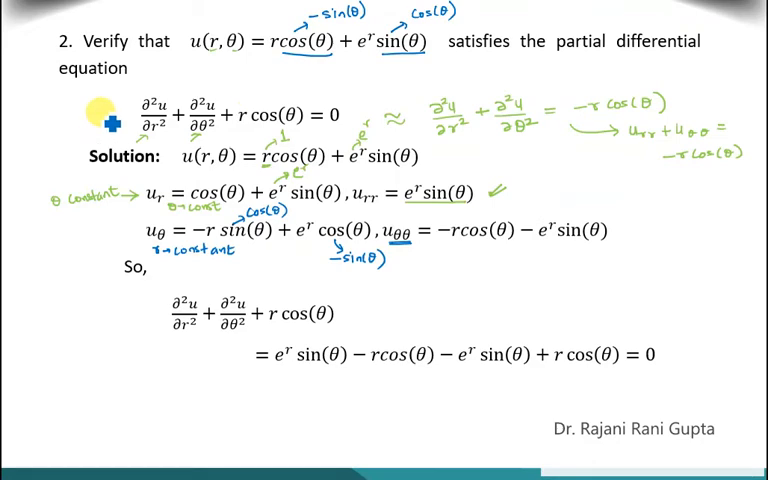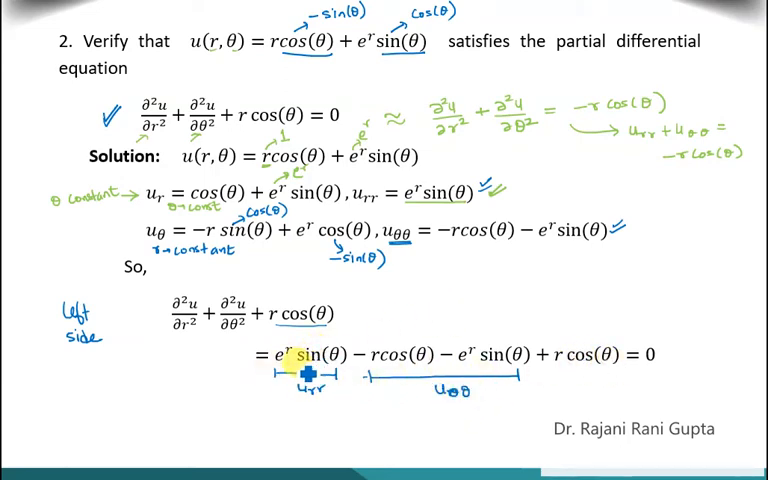So let's consider this equation. On the left side, we need to add this value and this value plus r cosine theta. So this is the value of u rr, the second derivative with respect to r. This is the value for u theta theta, the second derivative with respect to theta, plus r cosine theta.